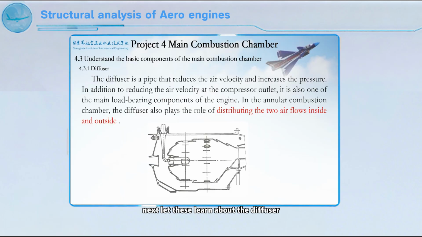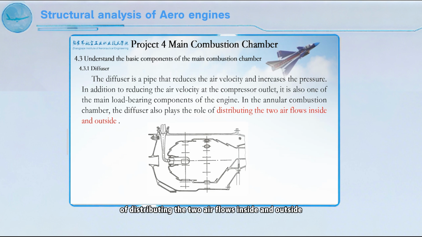Next, let's learn about the diffuser. The diffuser is a pipe that reduces the airflow velocity and increases the pressure. In addition to reducing the airflow velocity at the compressor outlet, it is also one of the main load-bearing components of the engine. In the annular combustion chamber, the diffuser also plays the role of distributing the two airflows inside and outside.